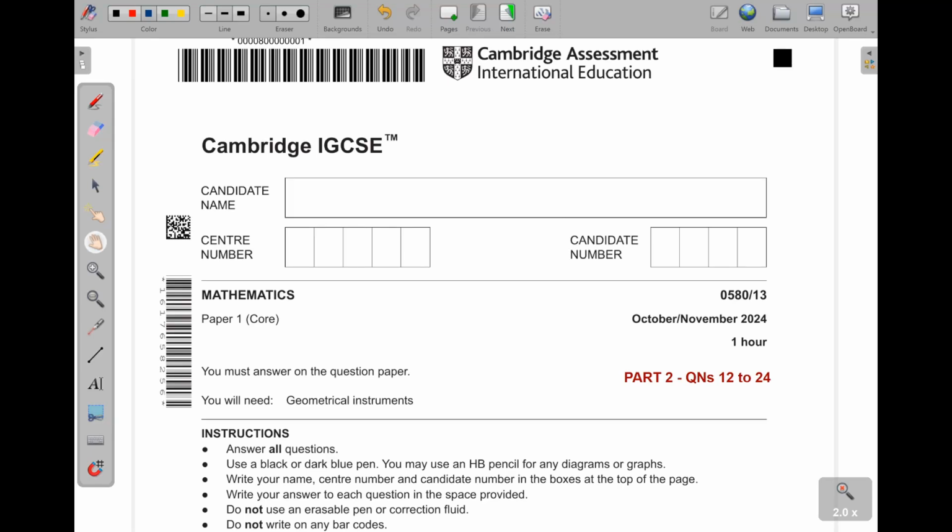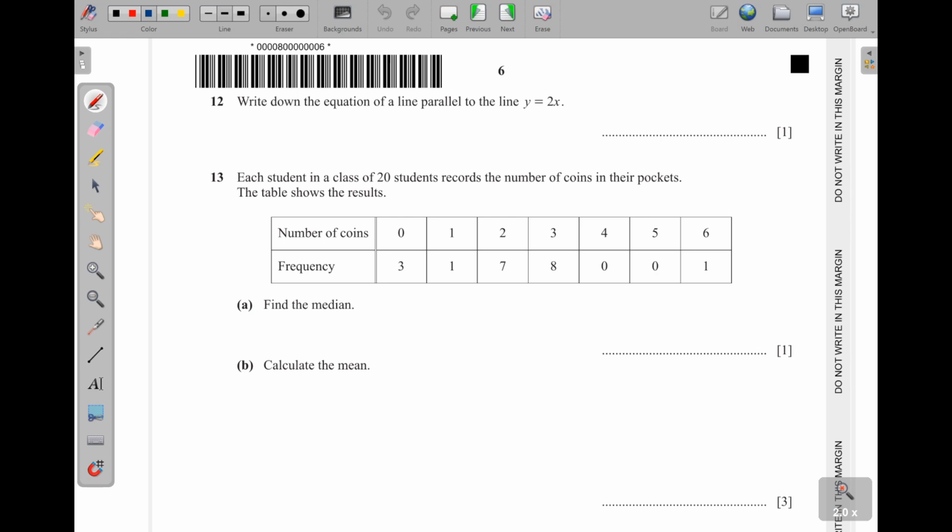This is Teacher Simon taking you through Cambridge IGCSE Mathematics Paper 1-3 for October-November 2024, and these are questions 12 to 24. Question 12: write down the equation of the line parallel to the line y equals 2x. Now, parallel lines have the same gradient.